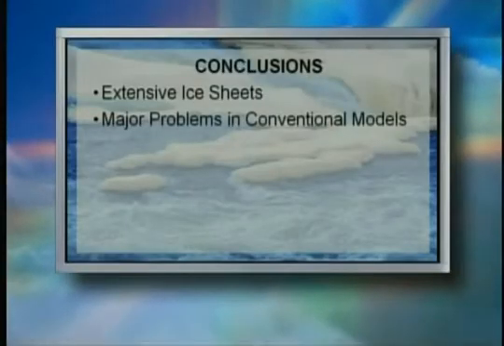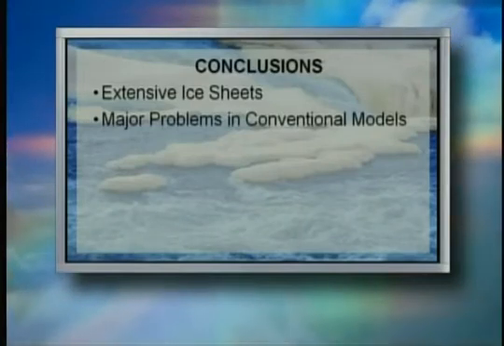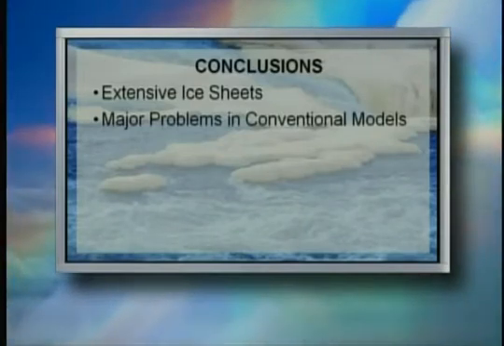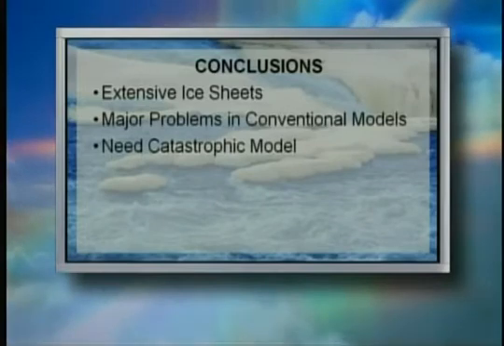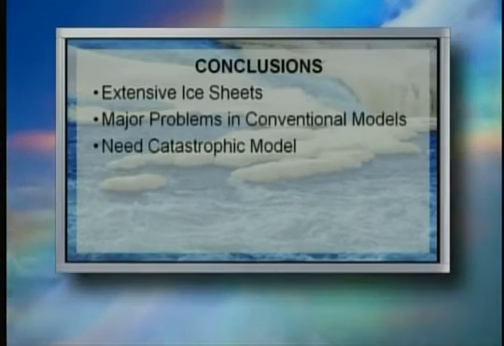A second conclusion is that there are major problems in the conventional models. They cannot explain the Ice Age. There's all kinds of attempts to do that, but they're unsuccessful. They have been unable to explain how the Ice Age is formed. And then thirdly, the reason for that is that there needs to be a catastrophic model, and that's what provides the mechanism for the Ice Age to actually develop. And that's what the biblical model does with the Genesis flood.